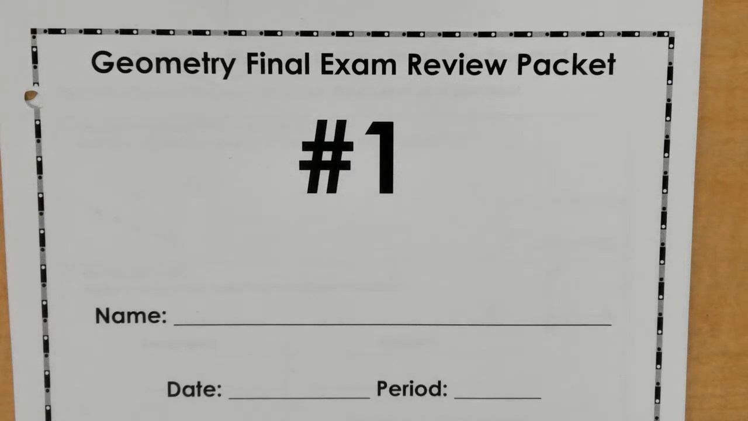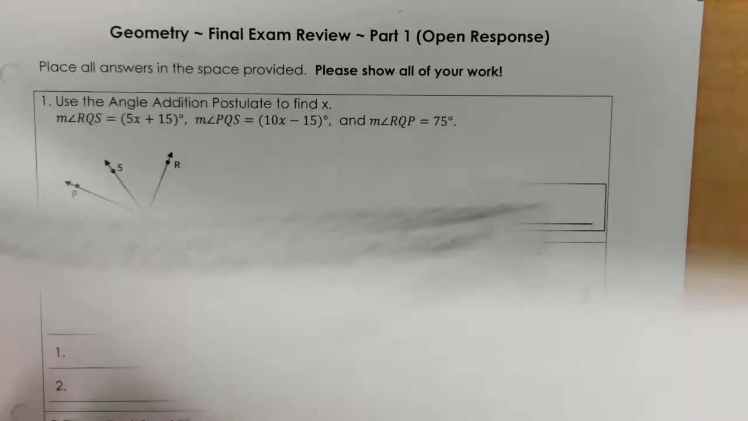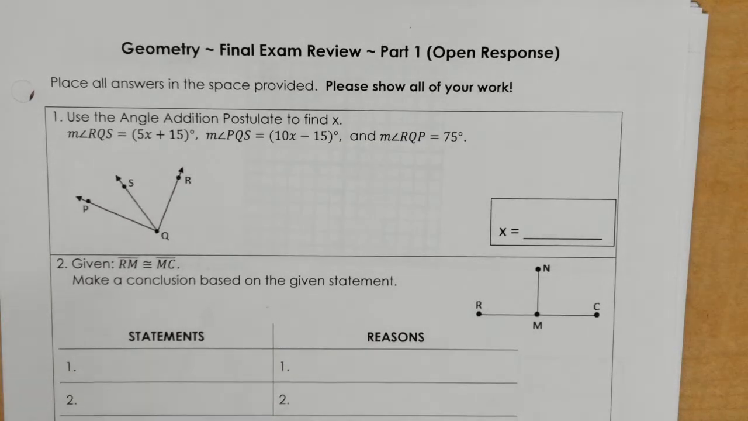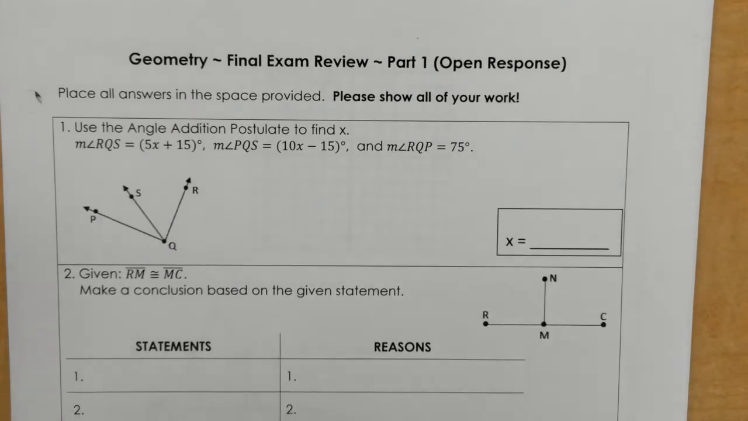For the Geometry Final Exam Review Packet number 1, this is the first semester review. The open response section. The first question here says, use the angle addition postulate to find the value of x.